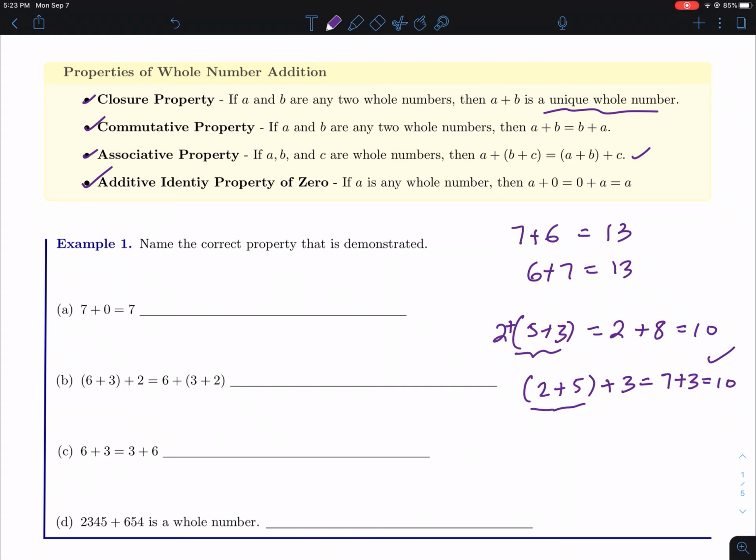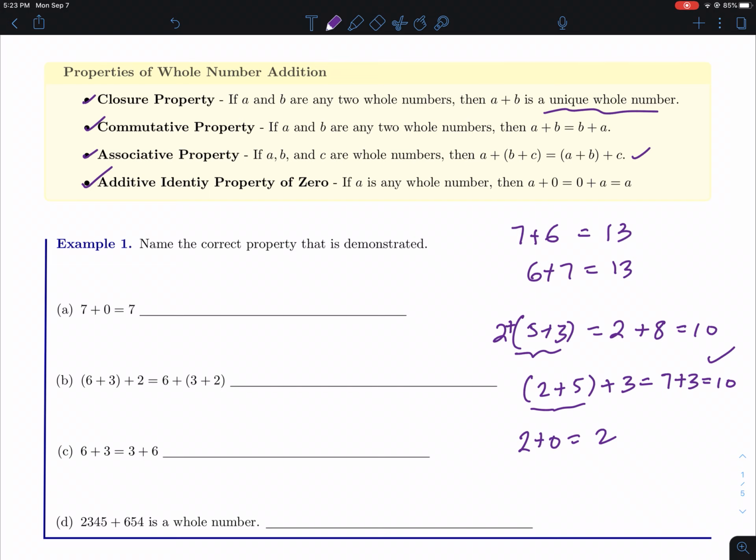And then finally, additive identity property of 0 means if you add anything to 0, you always end up with the original thing back again. So like 2 plus 0 always equals 2. So it never changes what the answer is.